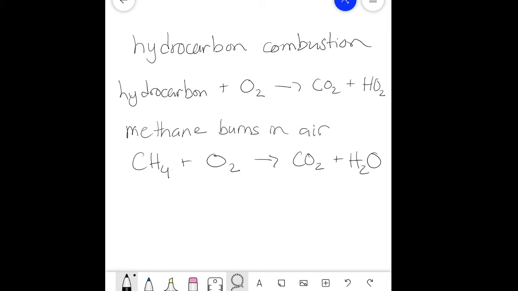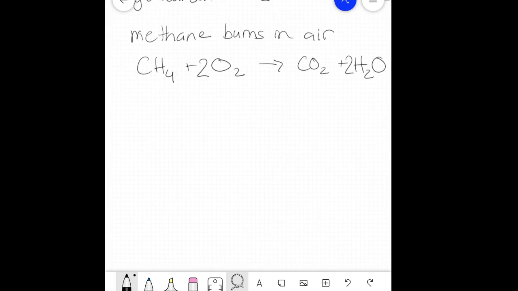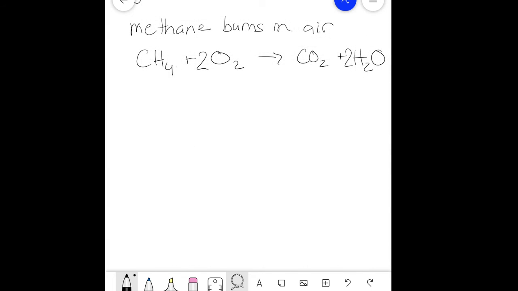So, as always, we need to balance this out. So we have 1, 1, 2. We have 4 over here, but we only have 2 here. So make that 2. So now we have 2 plus 2 is 4, so we just make that 2. So that one was really simple. Let's do a more complicated one, because that was way too simple.